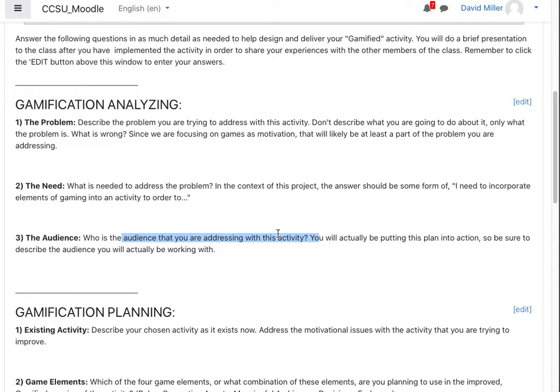Looking through the ideas in the forum from last week, I saw some people were focused on themselves. Some people were focused on activities around their house. Some people were focused on activities in their classrooms or at their work sites. So whoever are the people that do the activity that you are hoping to address, just give a quick description of who that audience is.